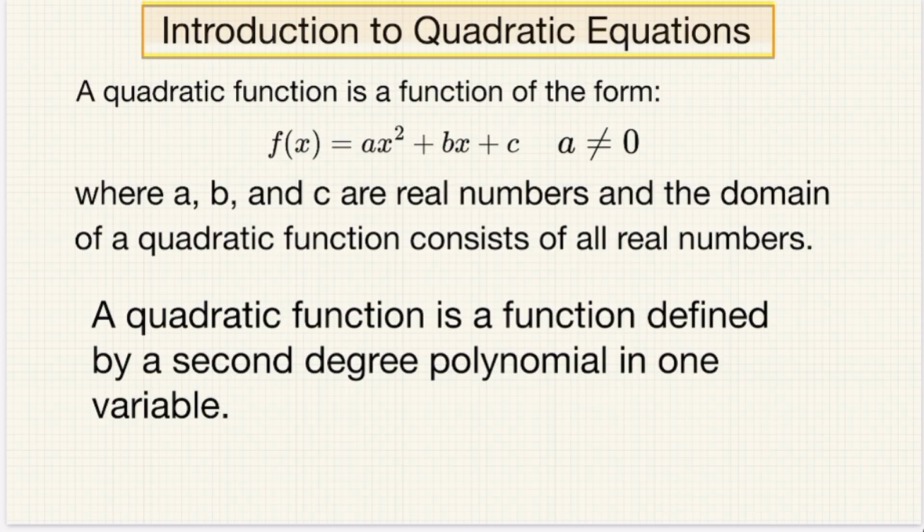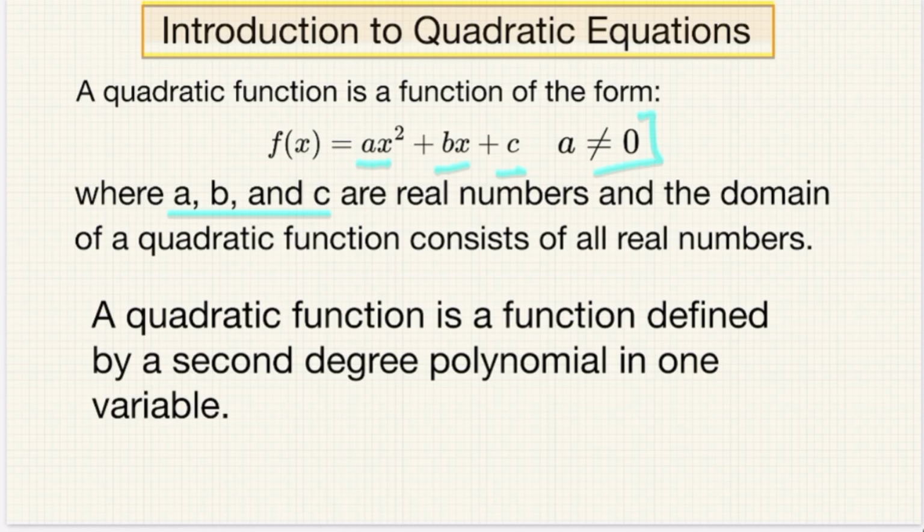So a quadratic function is a function of the form ax squared plus bx plus c, with one requirement here: a does not equal 0. Then it's no longer a quadratic equation. Where a, b, and c are real numbers, and the domain of the quadratic function consists of all real numbers. So it's basically everything except the complex or some unusual number. Most of the stuff that we're going to see in physics and math is going to be covered under this.